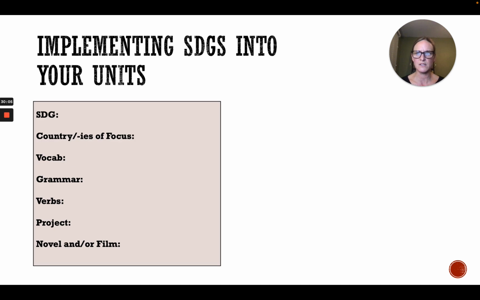So what does this look like? I set up a little grid like this.